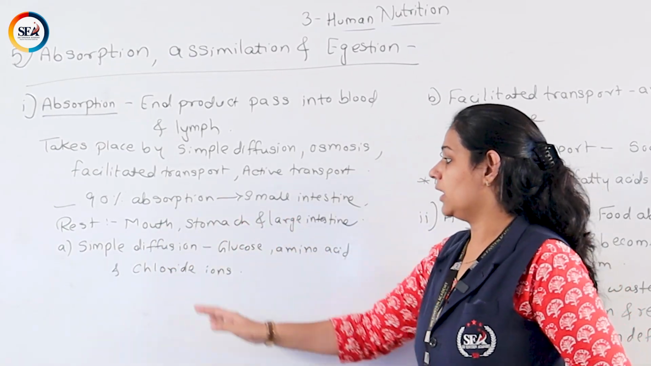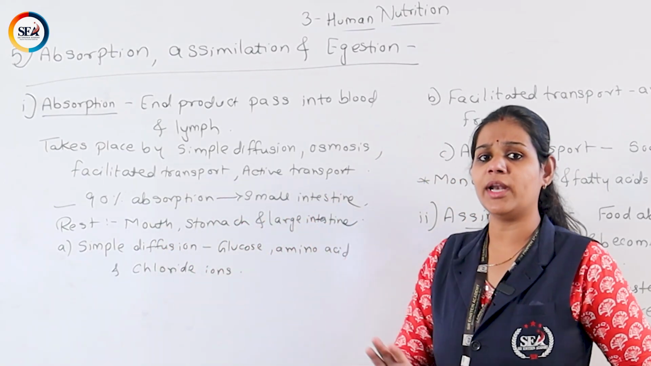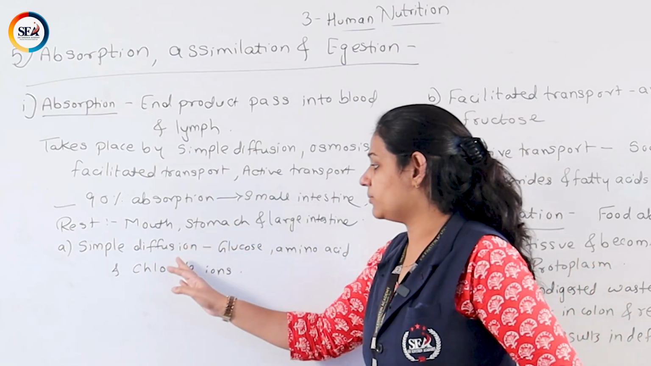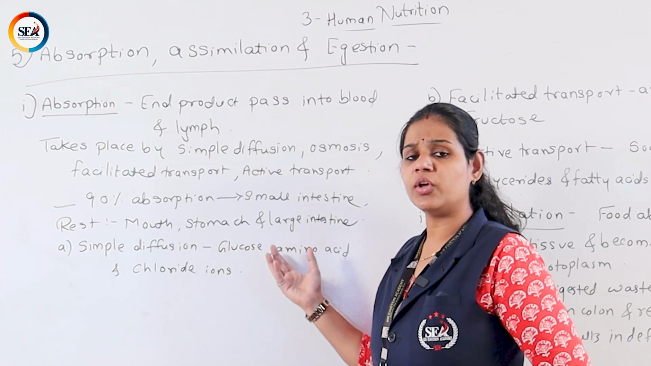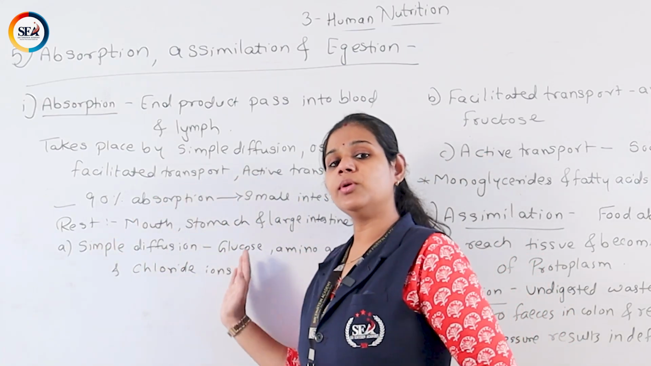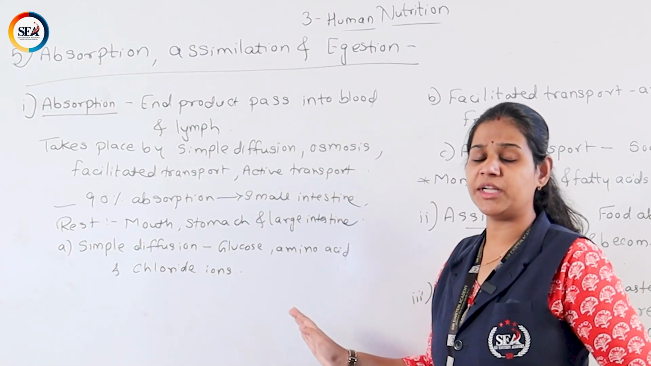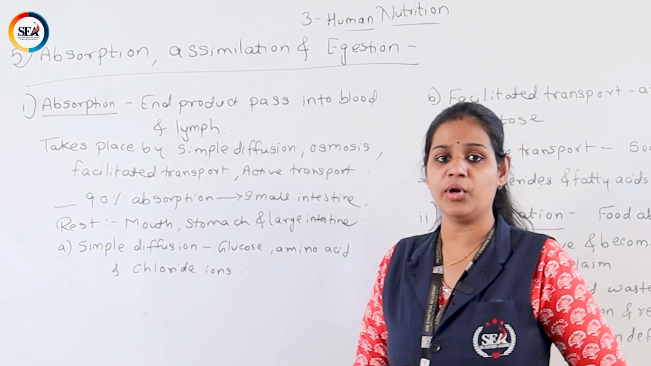90% of absorption takes place in the small intestine, and the remaining absorption takes place in the mouth, stomach and large intestine. Simple diffusion, of which molecules does the diffusion take place? Simple diffusion is carried out of glucose, amino acids and chloride ions, where the molecules pass from higher concentration to lower concentration without any expenditure of energy, without any help of carrier proteins.